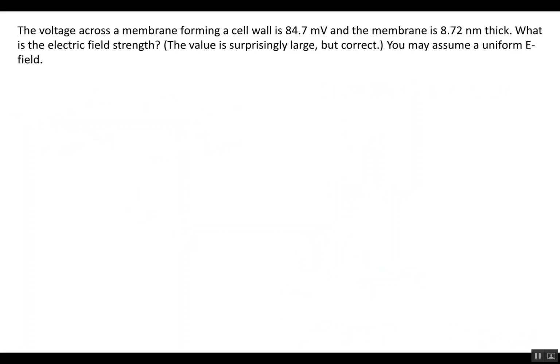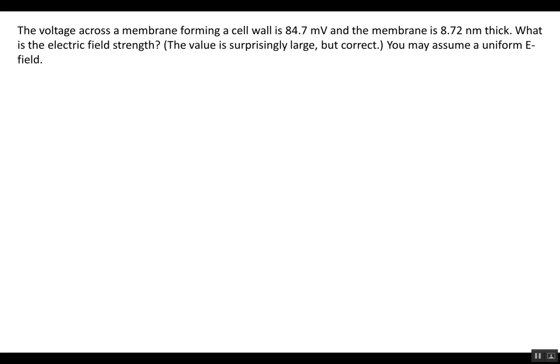Okay, let's move on. So here's a question dealing with the connection between voltage or electric potential and electric field strength. Here it's talking about, well, it looks like a physicist wrote this and not a biologist, because they're saying the voltage across a membrane forming a cell wall. Well, a cell wall and a cell membrane are completely separate things, but let's roll with it. Is 84.7 millivolts, and the membrane is 8.72 nanometers thick. What is the electric field strength across the membrane?